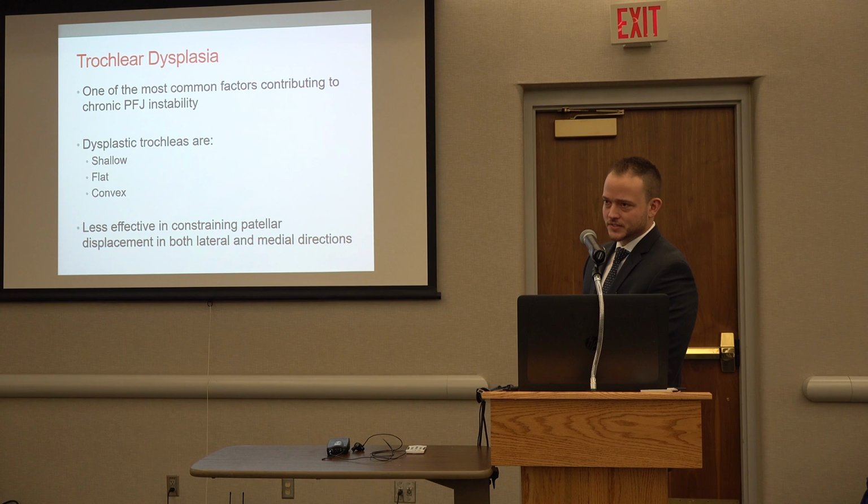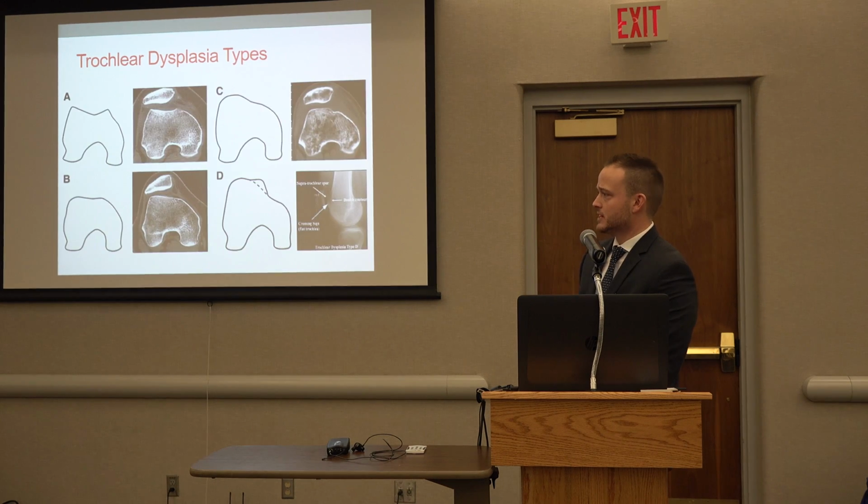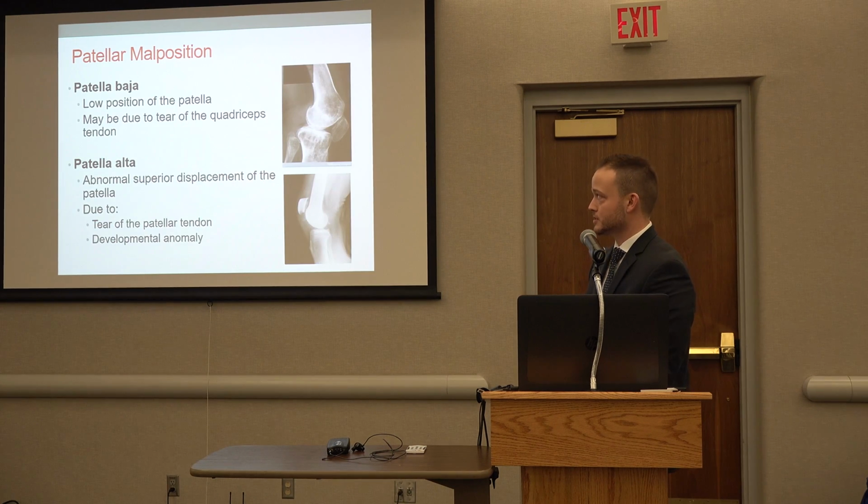So dysplastic trochleas are going to be shallow, flat, or convex, and because of all these weird shapes, you're going to have less efficacy in restraining that patella within the trochlea in those later arcs of flexion. This is the de jure radiologic classification, A through D. The punchline is that if you see on x-rays that a trochlea is either shallow, flat, has asymmetric facets, or a combination of the three, your patients are going to be set up for a lot of troubles with dislocation in the long term. Combine this with a high comorbid occurrence of patellar malposition, you're even worse off.